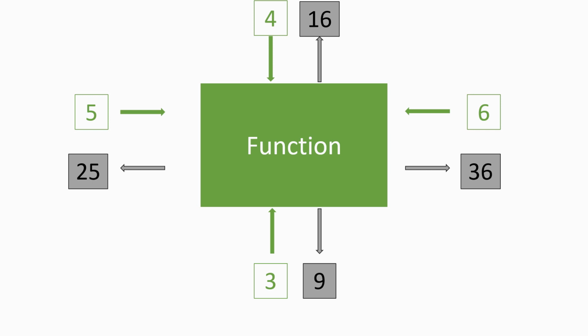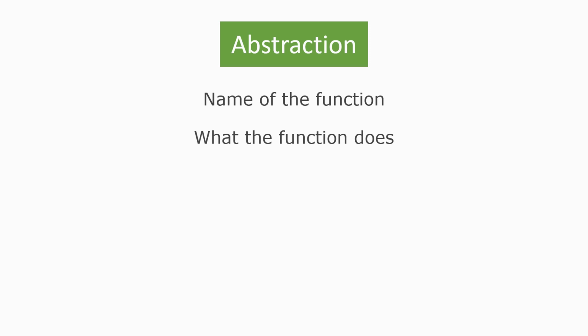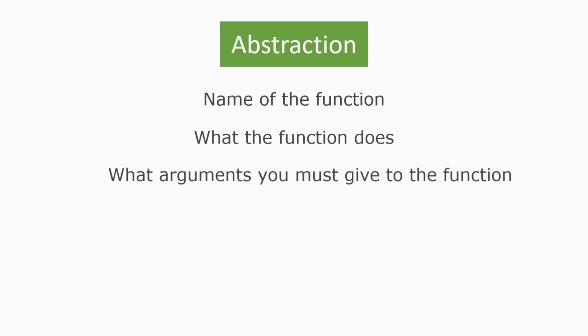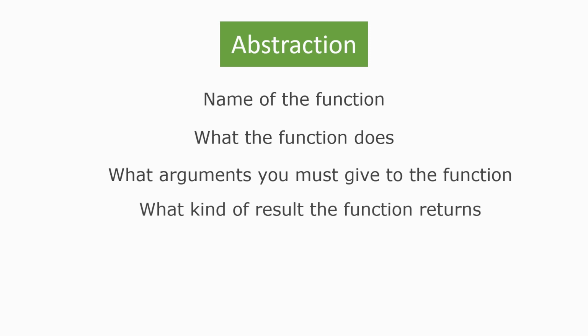The second reason is abstraction. In order to use a particular function, you need to know the following things: the name of the function, what the function does, what arguments you must give to the function, and what kind of result the function returns. But notice, if you just want to use the function in your program, you don't have to know how it works inside. It's sort of like driving a car. You don't need to understand every detail about the engine and wheels and stuff if all you want to do is drive the car, right?